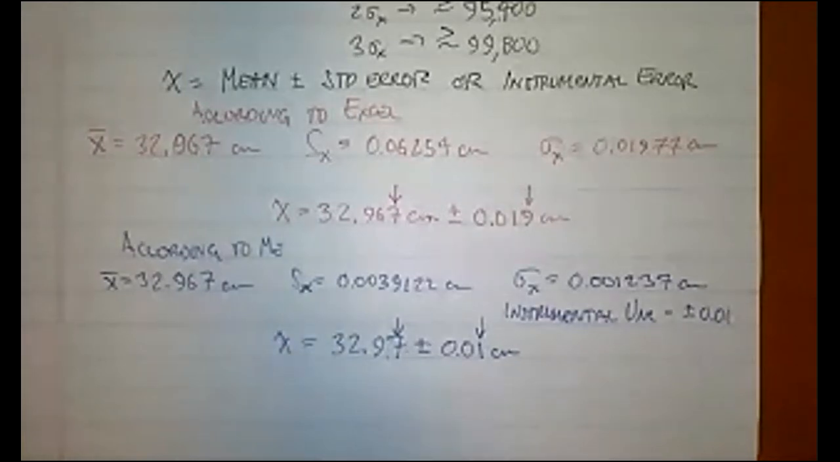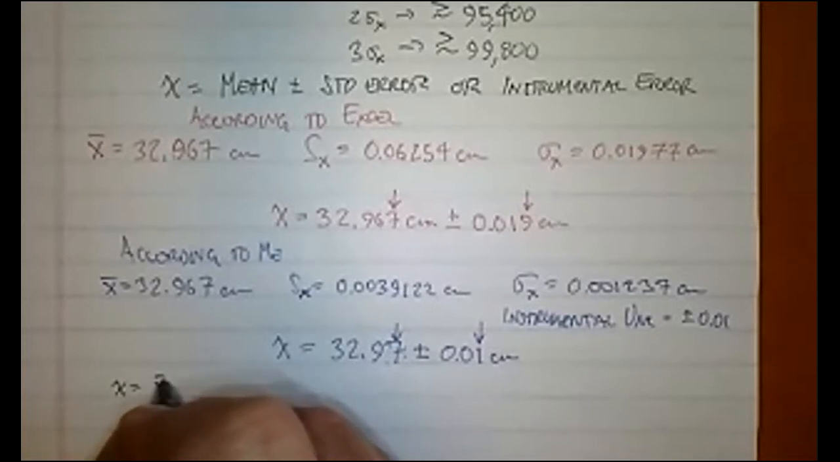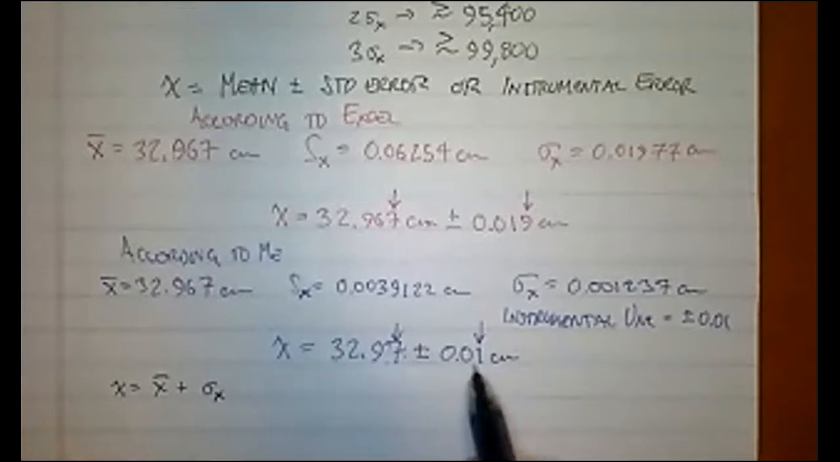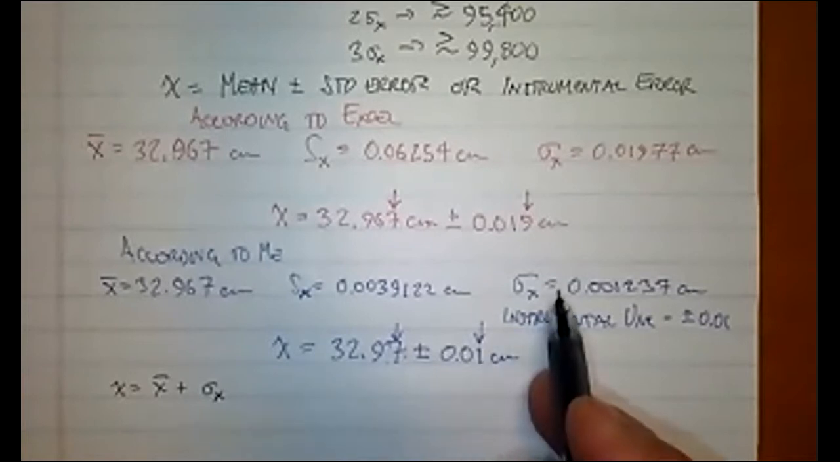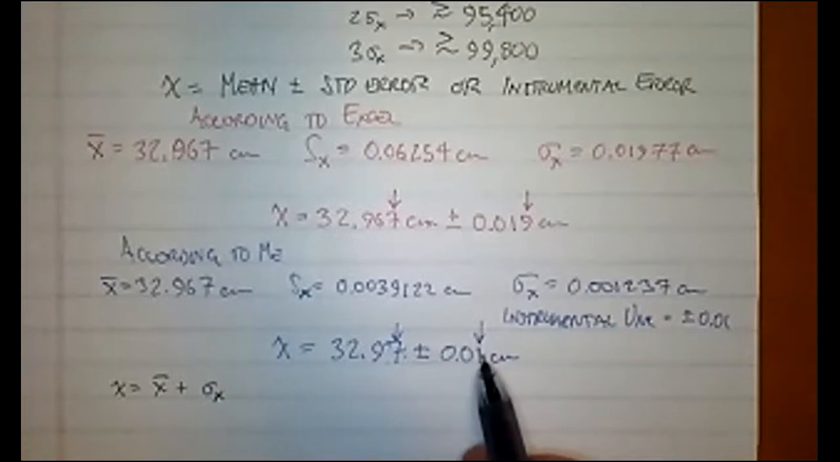So the next part of this is, let's imagine that we have x equal to some x bar plus or minus some sigma x. And by the way, even if that's the instrumental error, it's still sigma x. Yes, the calculated sigma x was this, but the error or the uncertainty in the measurement is what goes here, and that's called sigma x as well. So I'll just put it like that.